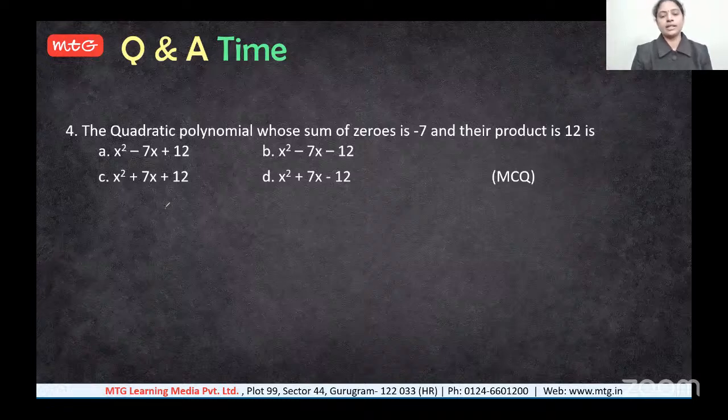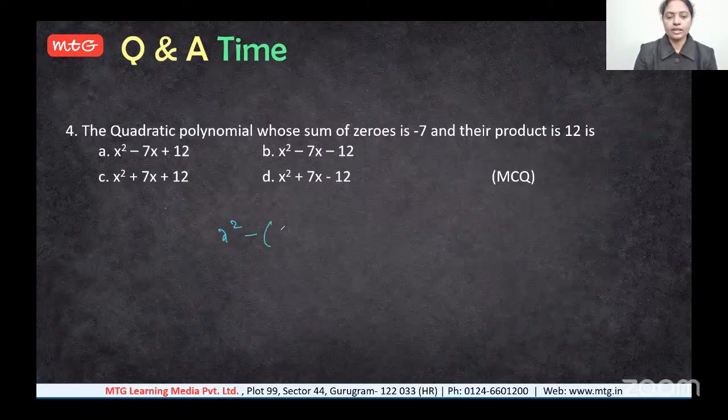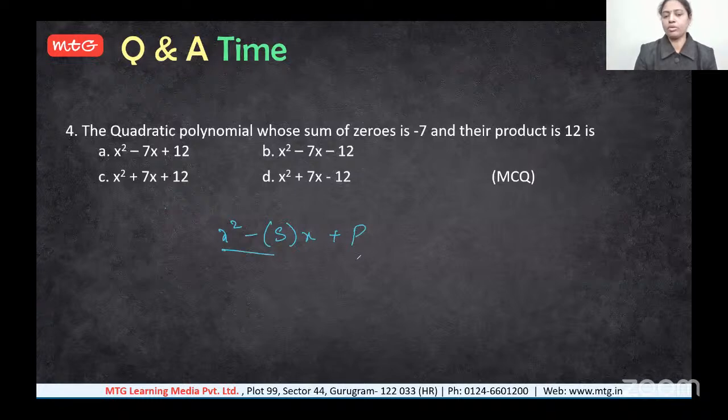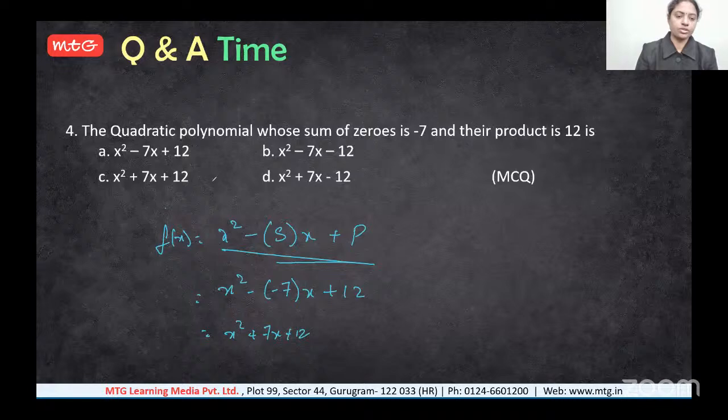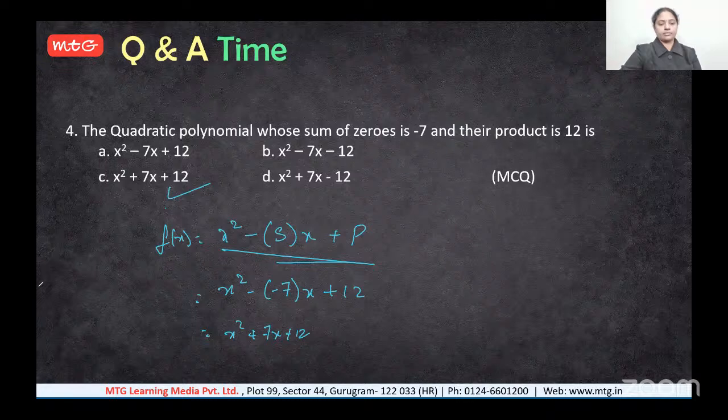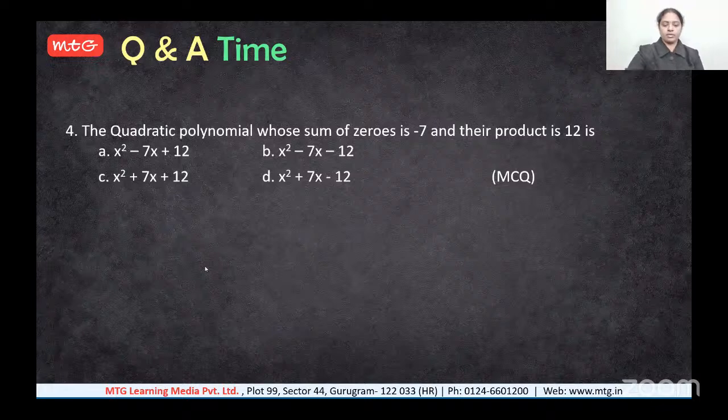Why? Because if you calculate it, the polynomial is x square minus the sum of zeros into x plus the product of zeros. This is the polynomial you get with whatever values are given. So x square minus of -7 times x plus 12. If you solve it, you'll get x square plus 7x plus 12, which is in option C. So C is the right answer.